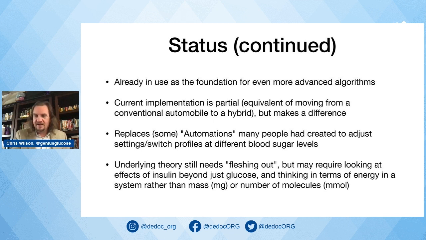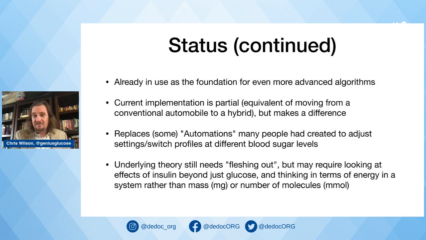People had actually created rules in their automated insulin systems that when their blood sugar hit a certain level, to switch to a different profile or to adjust a setting. And this, at least for some people, eliminates a fair number of that need for all of those different settings and rules that they had.